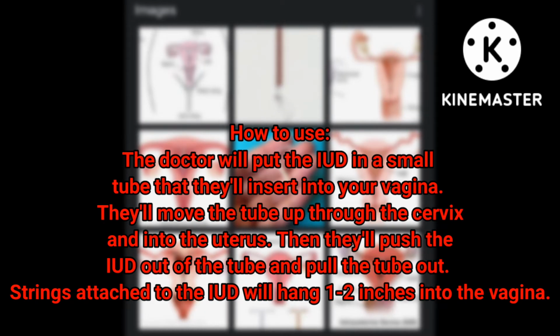How to use it? The doctor will put the IUD in a small tube that they'll insert into your vagina. They'll move the tube up through the cervix and into the uterus. Then they'll push the IUD out of the tube and pull the tube out. String attached to the IUD will hang 1 to 2 inches into your vagina.